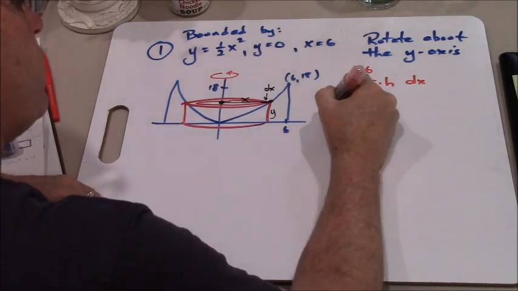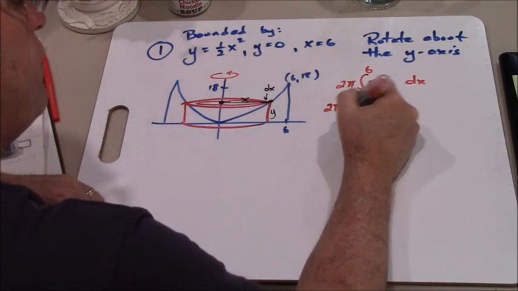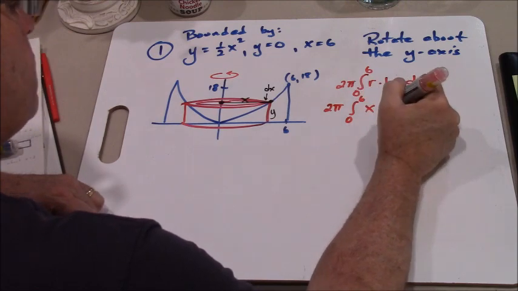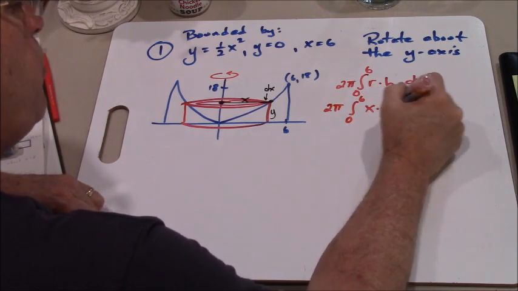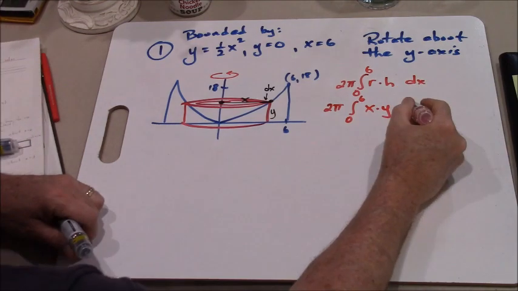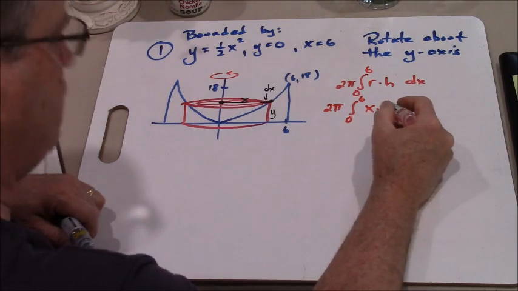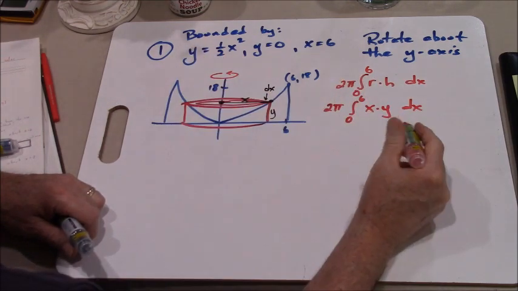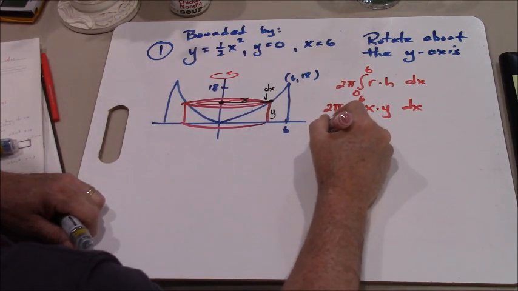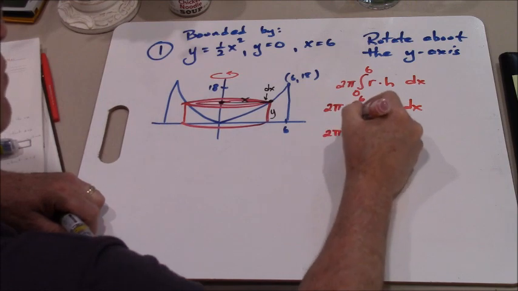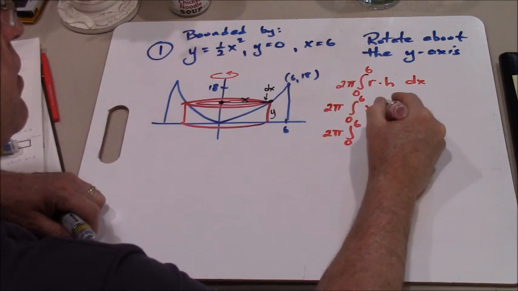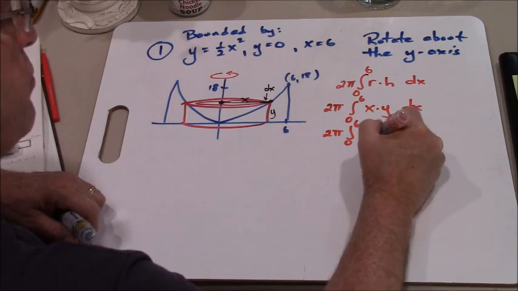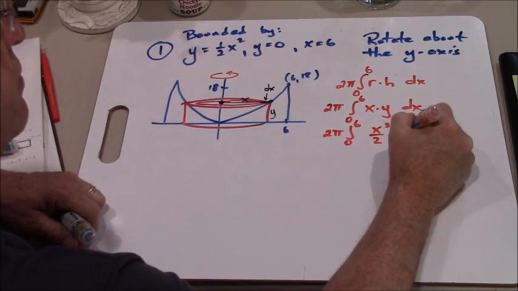So I've got 2 pi times the integral from 0 to 6. Radius is going to be x, the height is going to be y, and we want everything in terms of x, which means I still have to fix this piece. And right here y is equal to 1/2 x squared. So if I had 2 pi times the integral from 0 to 6, if this is 1/2 x squared, that means I've got x cubed over 2 dx.